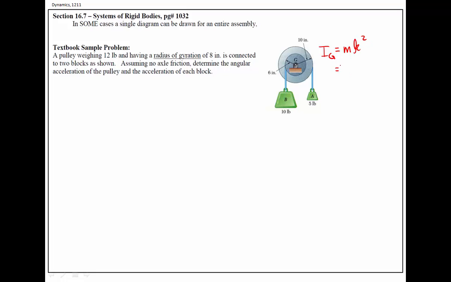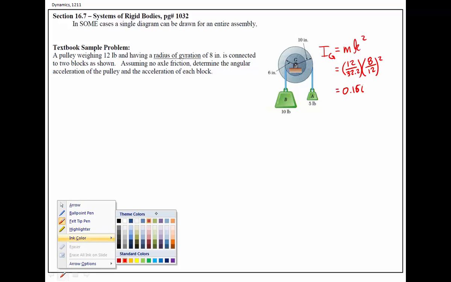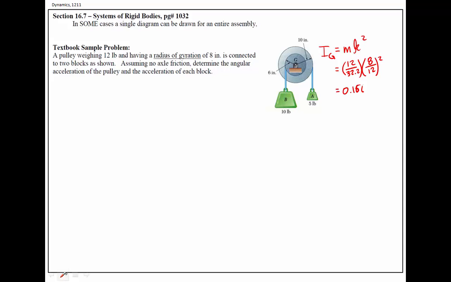So we take the mass of it, which is 12 pounds, divided by 32.2 to get slugs, and the radius of gyration, which was in inches, and we wanted in feet squared. So we end up with a 0.6. Let me erase that. 1656, and that's a slug feet squared.